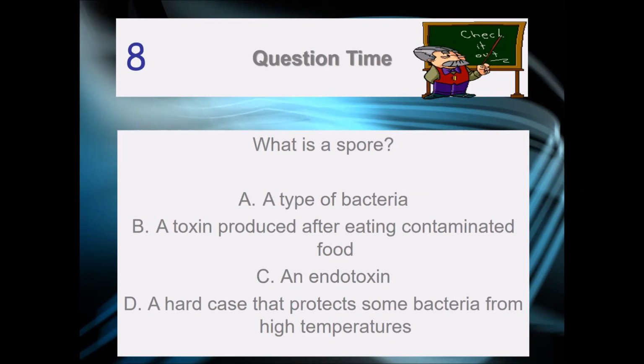Question 8. What is a spore? A. A type of bacteria, B. A toxin produced after eating contaminated food, C. An endotoxin, or D. A hard case that protects some bacteria from high temperature.